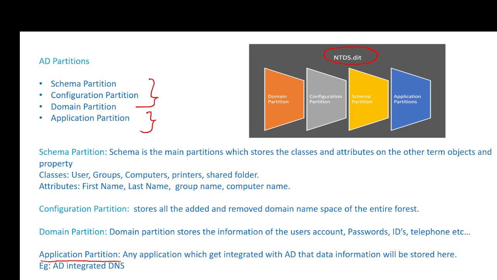So that is the application partition information, and all the DNS related information will not merge with the domain, configuration, or schema partition. It will be kept separately in the application partition, so that the retrieval of the data is faster and the performance is higher. That is the partitions. Now you know there are four partitions: schema, configuration, domain, and application partition in the Active Directory. And the database is ntds.dit. Now let us understand where this database sits, and a few more details, in the next slide.